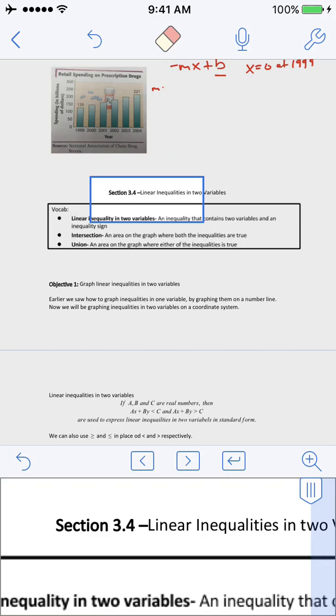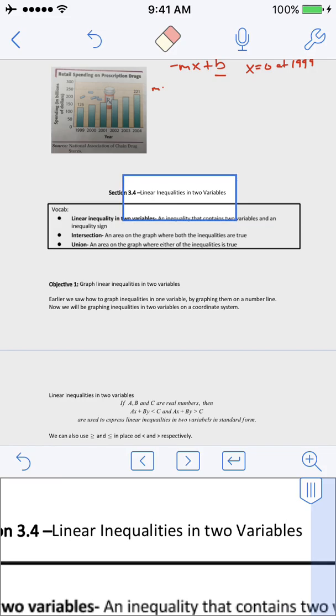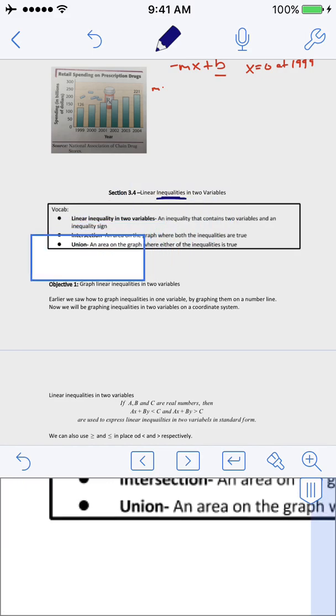Alright, section 3.4, graphing inequalities in two variables. Notice this time it says inequalities. So what's the difference between an equality and an inequality? Well, this entire chapter we've been dealing with equalities, equations. So the only sign you'd ever see is the equal sign. This is an equality, an equation.